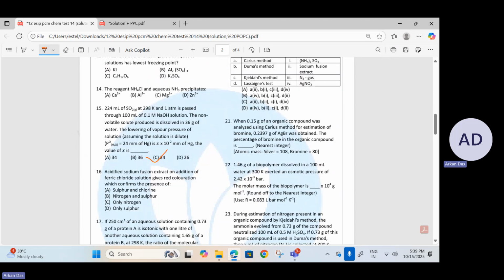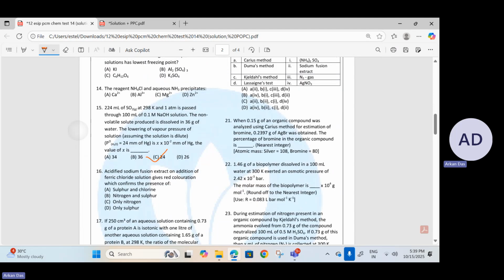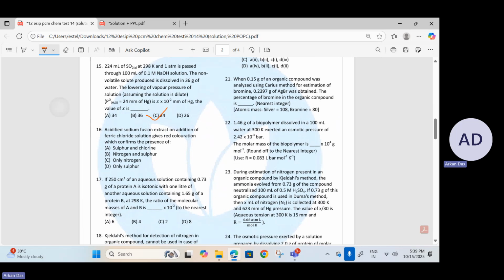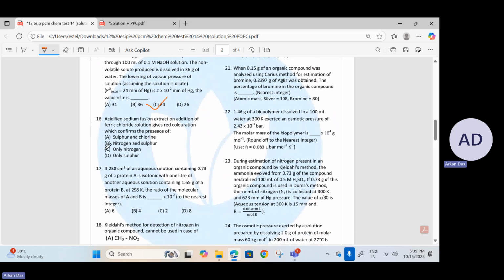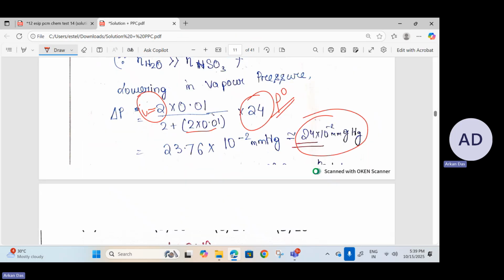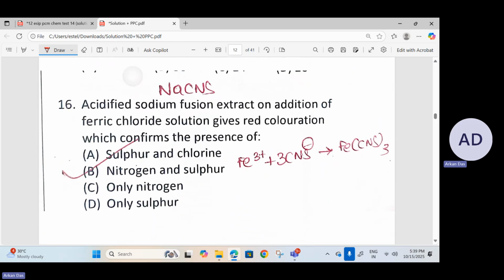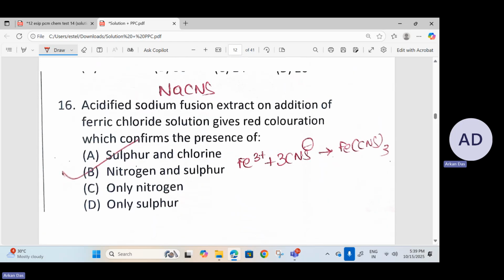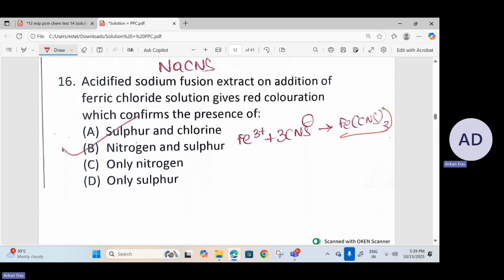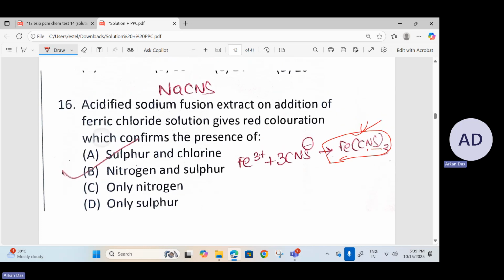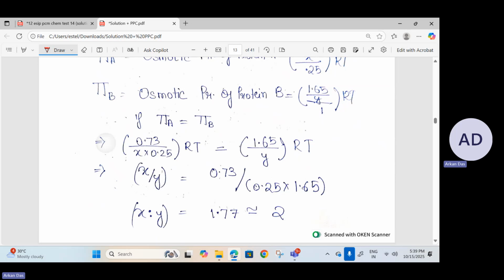Is it clear? Next question, acidified sodium fusion extract on addition of ferric chloride solution gives red coloration, which confirms the presence of nitrogen and sulfur. Students, when we talk of FeSCN, Fe along with NaCNS, there is presence of CNS minus. Always the compound of FeCNS forms, which gives you red coloration, which together confirms you the presence of nitrogen and sulfur. That is the red coloration reason. Is it clear? Next question.